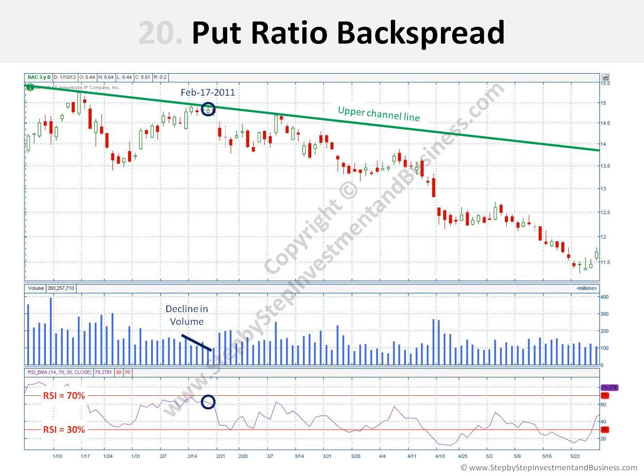Let's see an example of how this strategy works. Here we are seeing the stock chart of the Bank of America Company. As we can see, in early 2011, the stock was trading in a downtrend channel. In effect, on February 17, we had a confirmation signal that the stock would continue that trend because it touched the upper channel line and was accompanied by a decline in volume and an RSI near 70%.